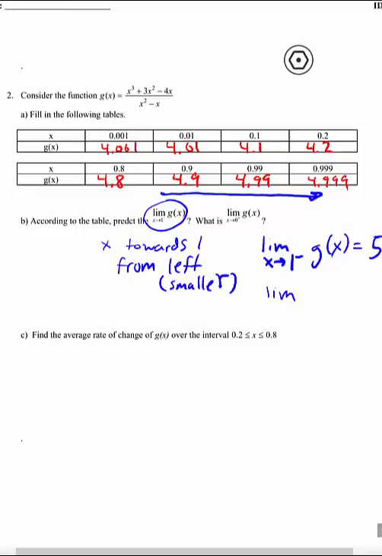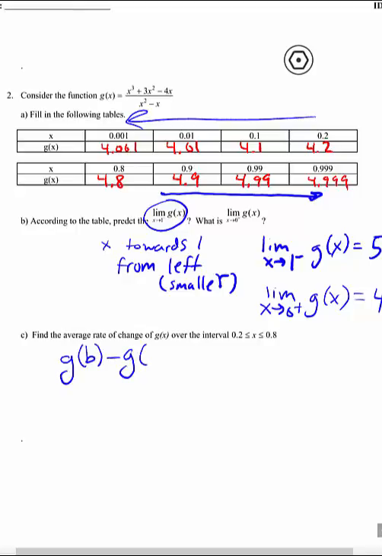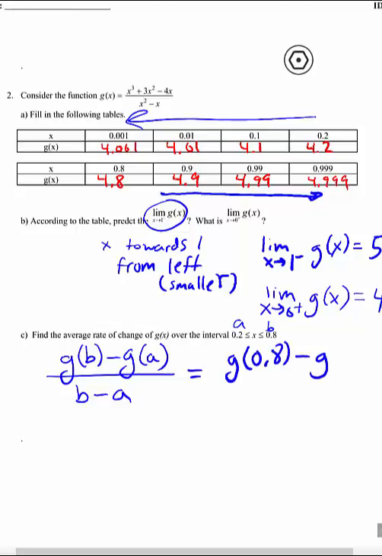And then the limit as x approaches 0 from the right side, that's like saying we're getting closer to 0, but from the right side, 4.2, 4.1, 4.01, 4.001, these numbers are getting closer and closer to 4. Alright, average rate of change, that's f of b, or in this case g of b minus g of a divided by b minus a. Alright, so that's going to be equal to g of 0.8 minus g of 0.2 divided by 0.8 minus 0.2.